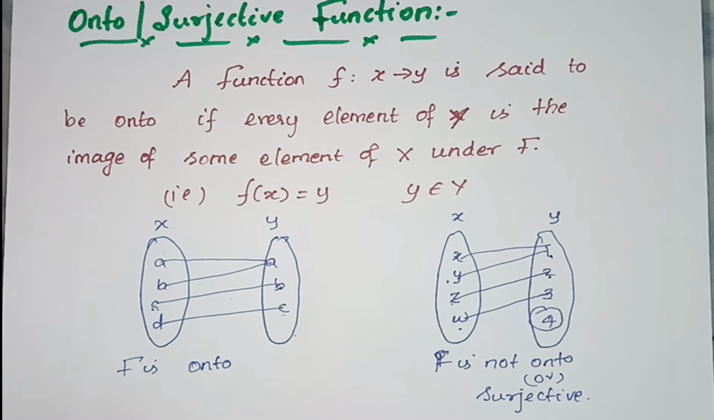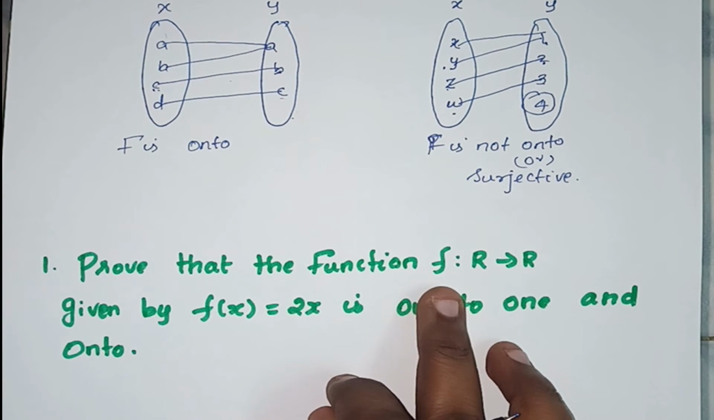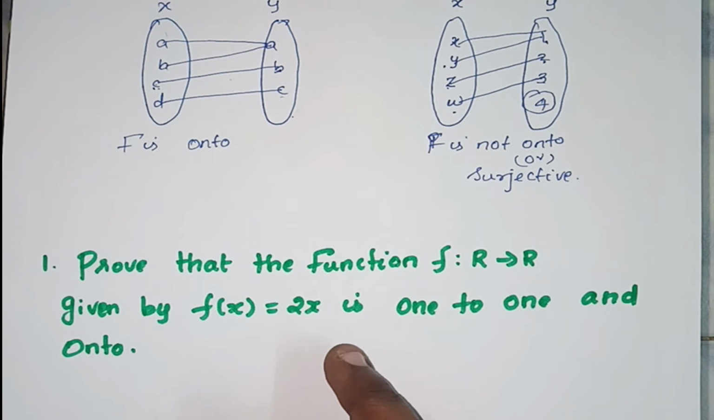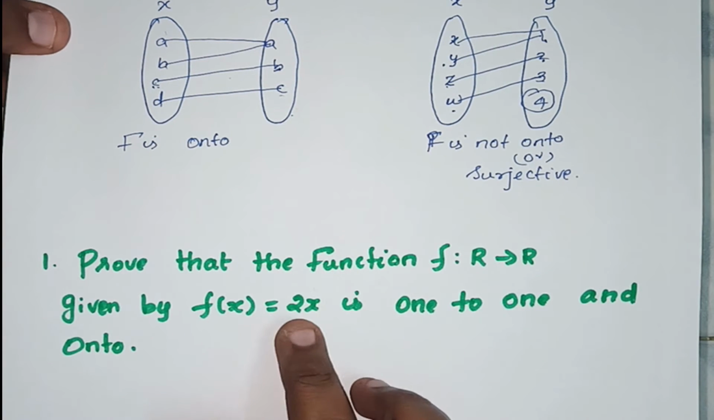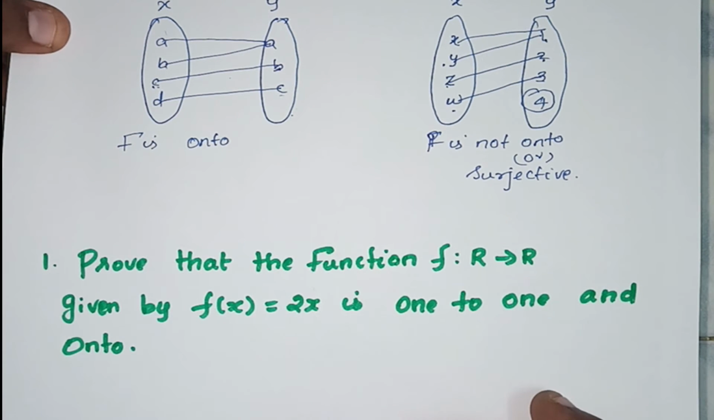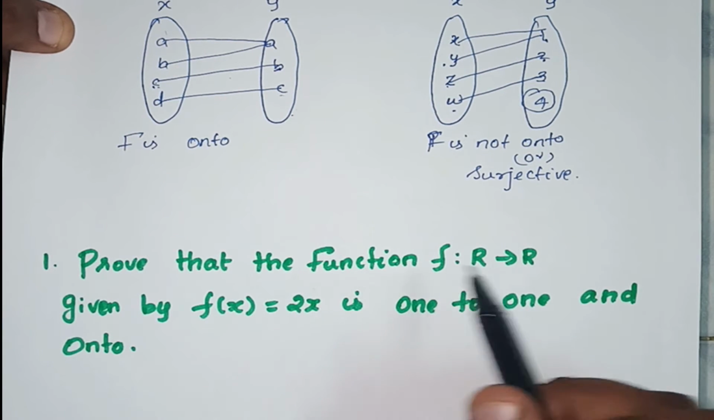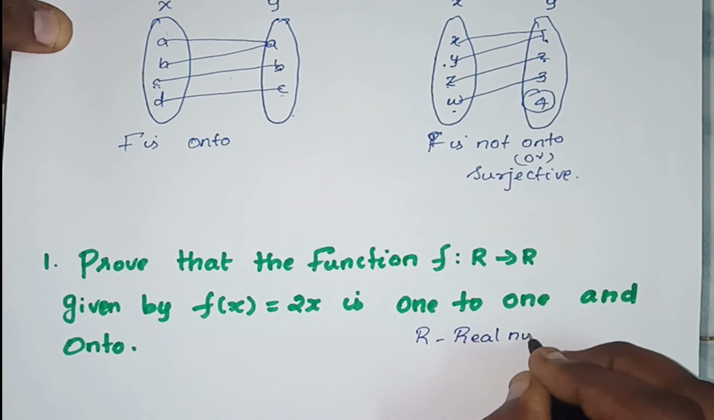So now we know what is meant by one-to-one function, many-to-one function and onto function. So let us see some examples given in the book. First question: prove that the function f from R to R given by f of x equal to 2x is one-to-one and onto. So we need to prove the given function is one-to-one and onto function. R to R means x and f of x values are real numbers. R represents real numbers. Okay.